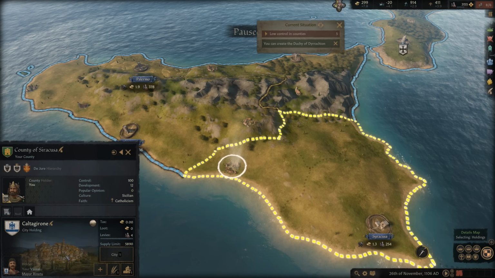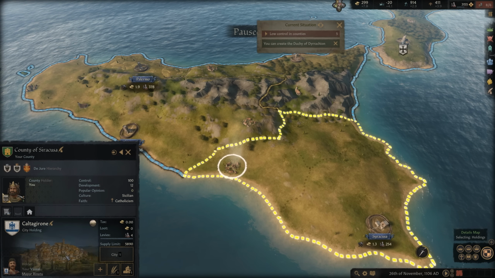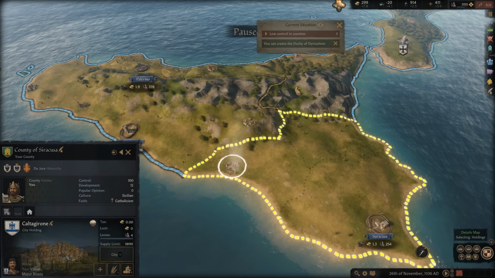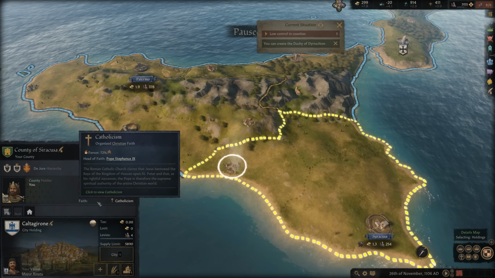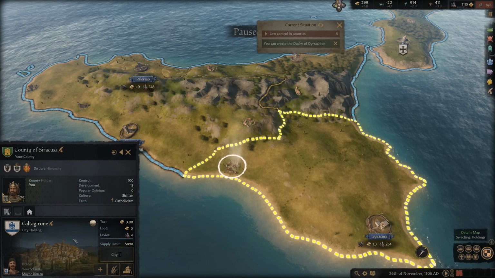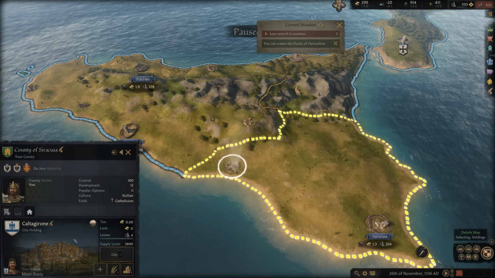This guy is now the mayor and he will take care of everything. It's important that the mayor of a location matches the culture and faith of the location so that you don't incur any popular opinion or control penalties.